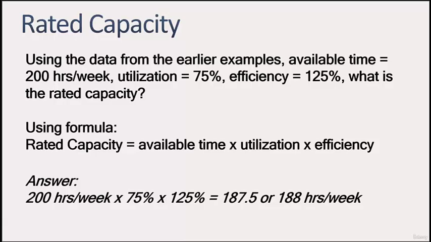Substituting with the data, you get 200 hours per week times 75% times 125% equals 187.5 or 188 hours per week. The rated capacity of the resource is 188 hours per week. And that's it for this lesson.